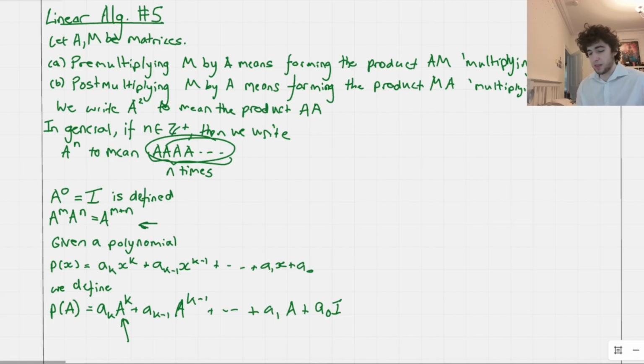And the other caveat with this is that typically we have plus a0, right? a0 is just a coefficient, so it's just a real number, or even a complex number in some cases. But it doesn't really make sense to add a matrix and a scalar. You can't add a matrix and a number, so you need to scale this number by the identity matrix to make this addition make sense. And the identity matrix also needs to have the same dimensions as A, which will be a square matrix since we're raising it to the power of things.